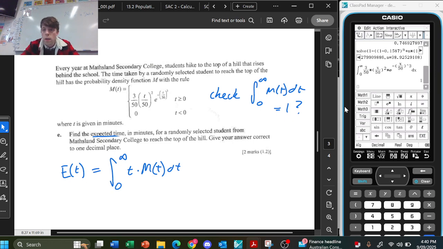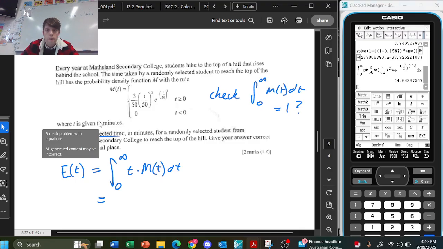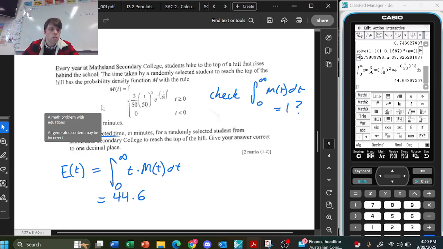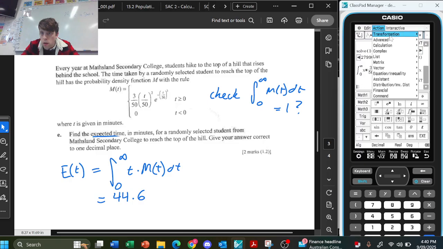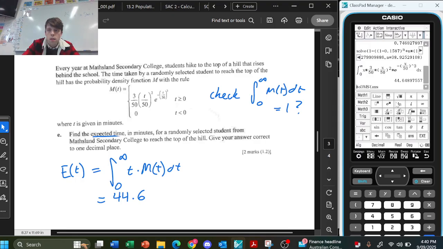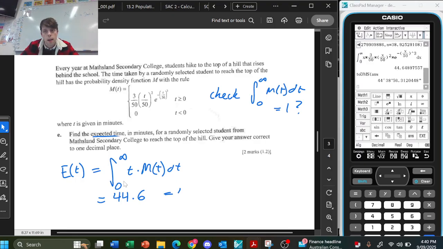So we can do this in the CAS calculator. Once again, we've got the integral already. I'm just going to put another factor of x inside the integral here, hit enter, and that comes out as this value here. So that is 44.6, and we give our answer to 1 decimal place. What this represents is the expected time is about 44.6 minutes, or if we wanted to convert this to minutes and seconds, we can go Interactive, Transformation, DMS, type in answer, and that gives us 44 minutes, because it's time in minutes, and 39 seconds.